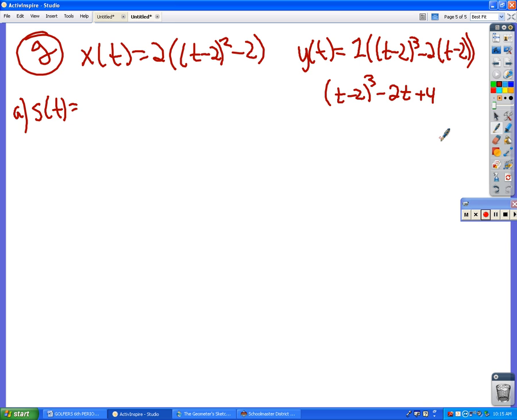Okay? And so if I want to take the derivative of that, for this I take the exponent and put it in front, right? Subtract 1 from the exponent, and then multiply it by the derivative of the stuff inside, which is just 1, so who cares? Minus 2. So that's y prime.